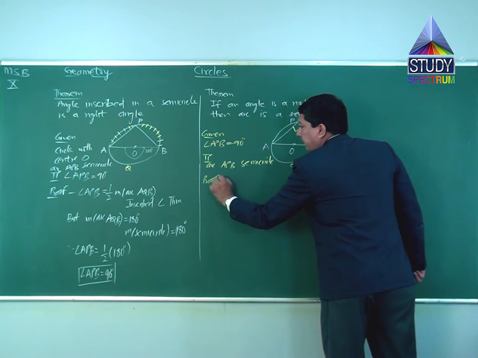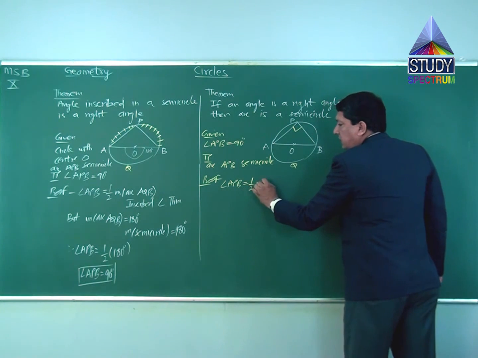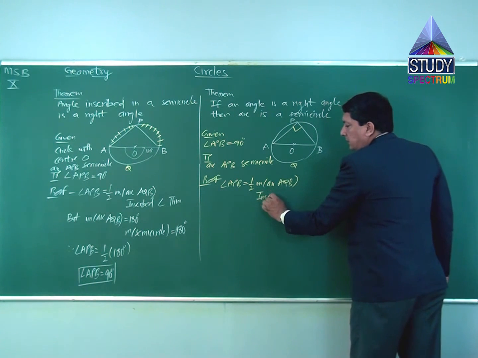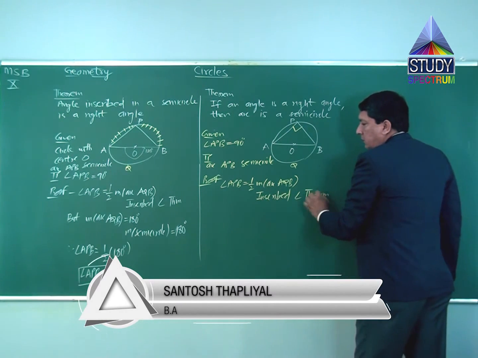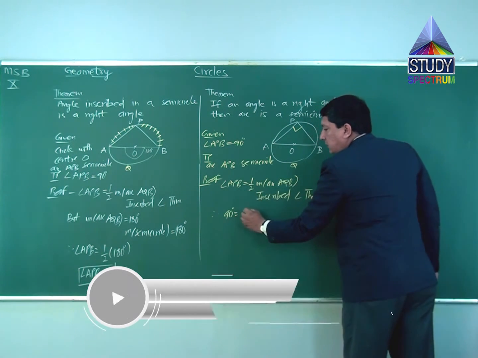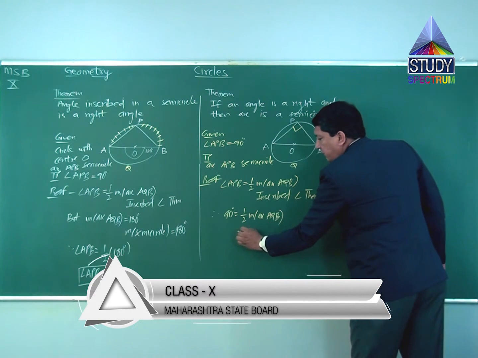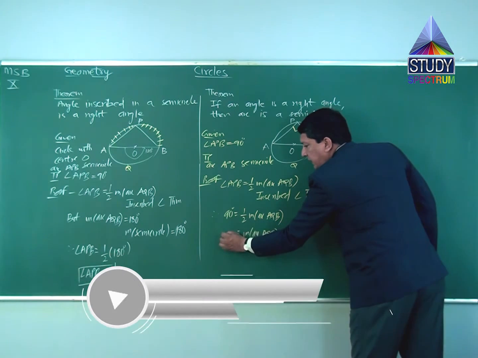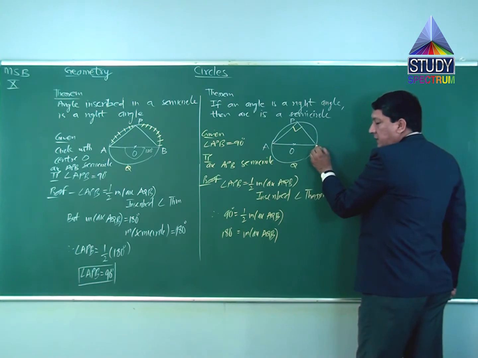Proof of this: angle APB is equal to half the measure of arc AQB. The reason is the inscribed angle theorem, like last time. Therefore, 90 degrees, as angle APB is 90 degrees, is equal to half the measure of arc AQB. Therefore, the measure of arc AQB is equal to 2 into 90, which is 180 degrees.